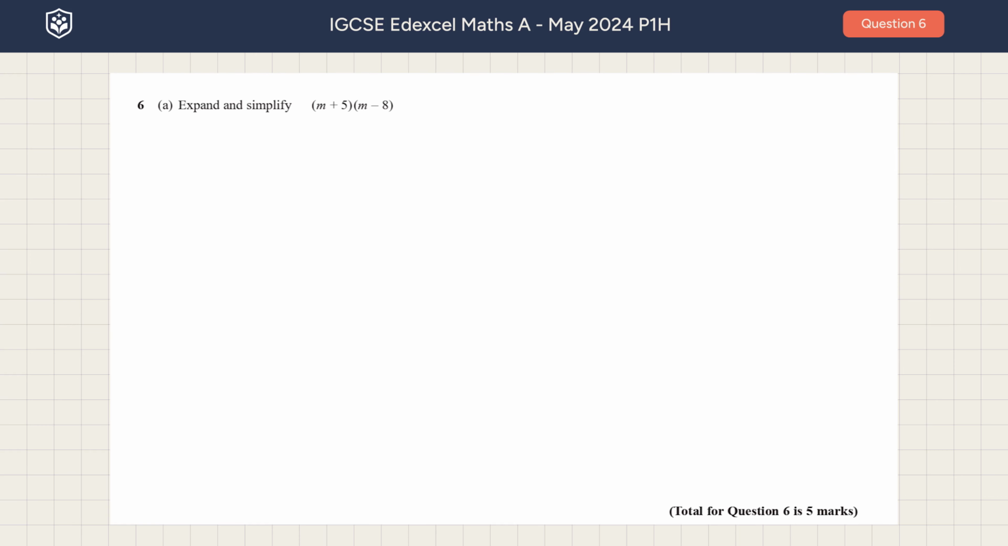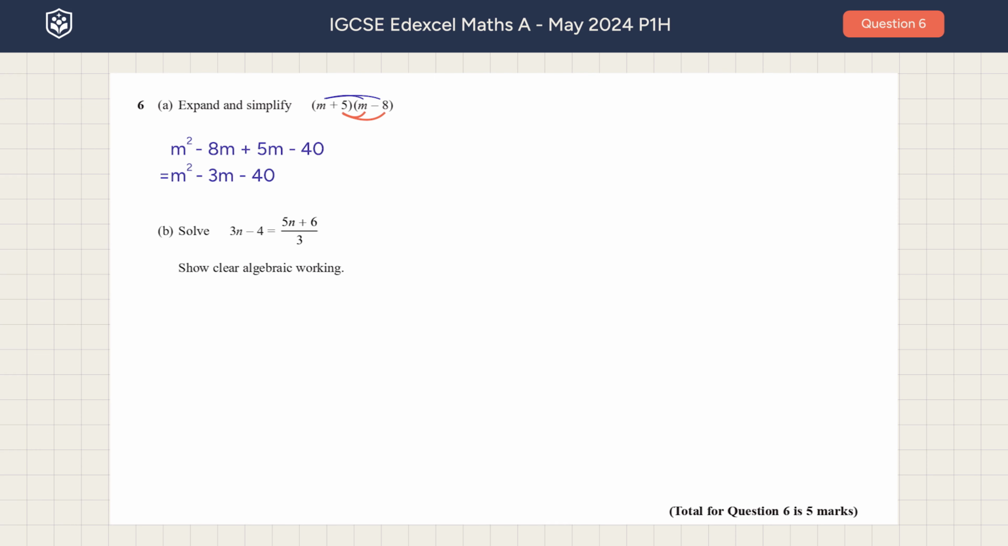All we have to do is multiply m with negative 8, then multiply 5 with m, then lastly, 5 with negative 8. Therefore, we have m squared minus 8m plus 5m minus 40. We can further simplify it to make m squared minus 3m minus 40. And that is the answer to part A.